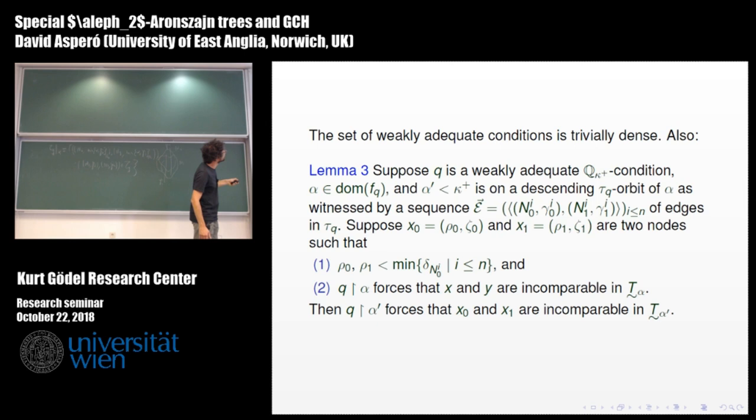Okay, so that happens at the level of alpha's tree. Then Q restricted to alpha prime will force also that x0 and x1 are incomparable in T alpha prime. So why is that? Because by weak adequacy, this condition extends some condition that decides this information, right? But then the isomorphisms between these models respect this predicate using which you define the forcing. So that's why, right? You transfer this fact down along the edges to get this conclusion.